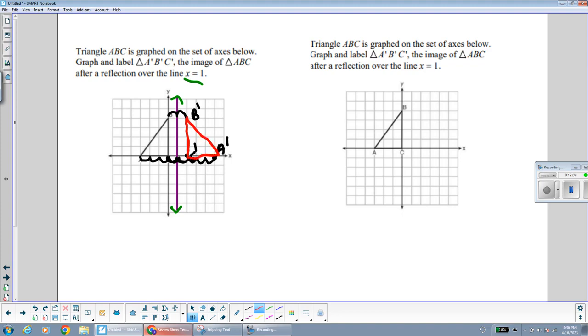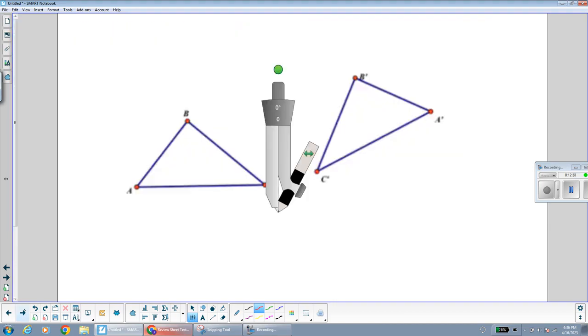Okay. It doesn't say that we have to state the coordinates. It just says to graph and label. So that is graphed and labeled. So all good to go. Oh, oops. I copied the same question again. Let's forget about that.